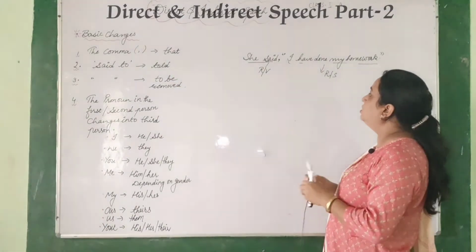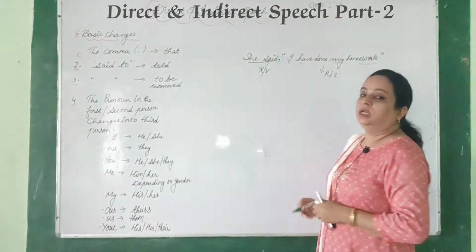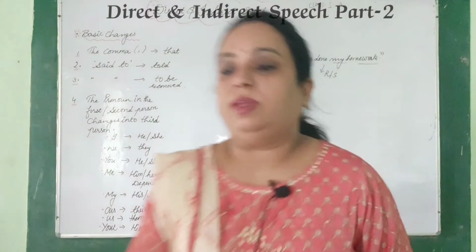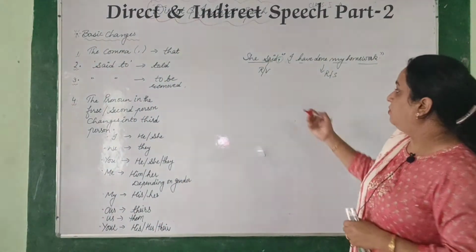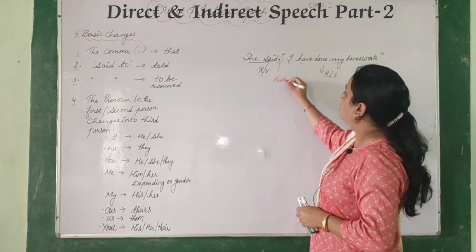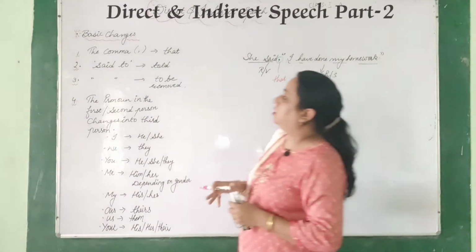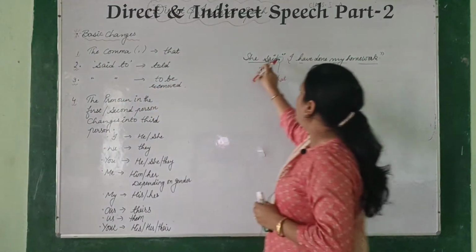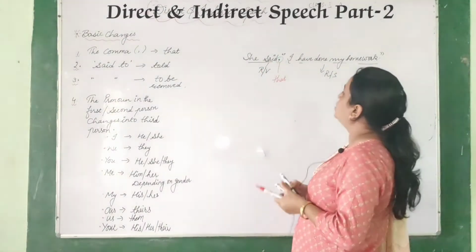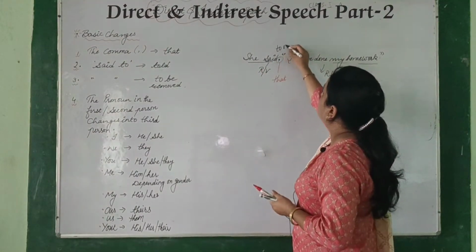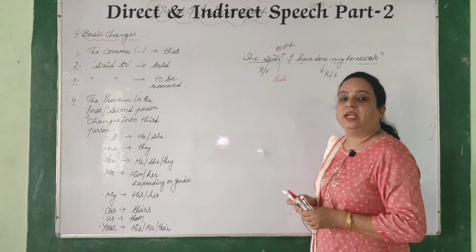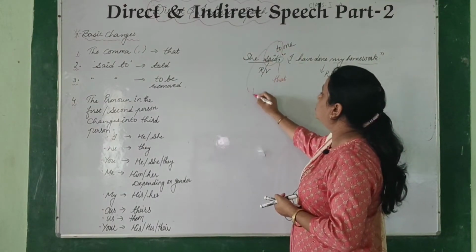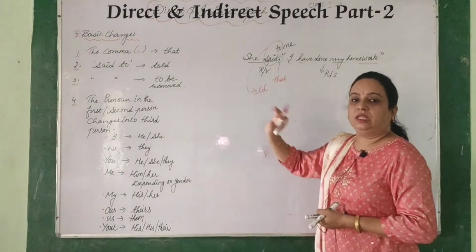Here we are talking about this comma, okay. When we remove this comma, we will add "that" in its place, right? Now, if there is "said to" in the reporting verb, for example "she said to me," how do we change it? This "said to" changes into "told." This is written here in the second rule.